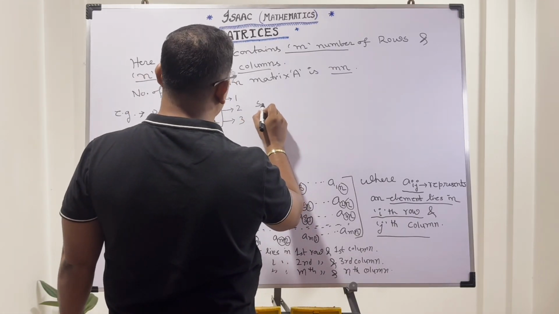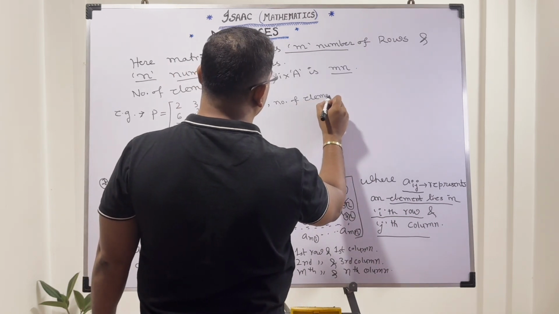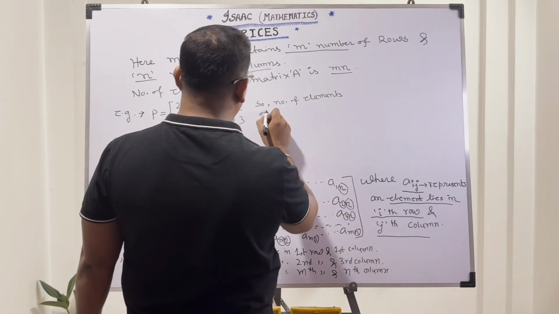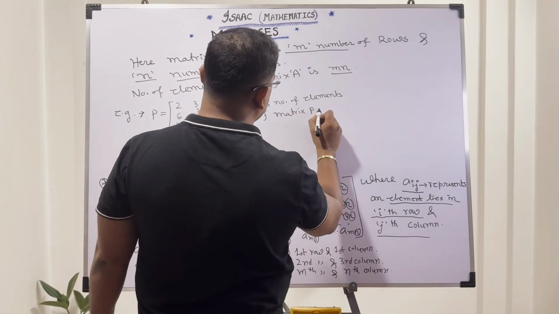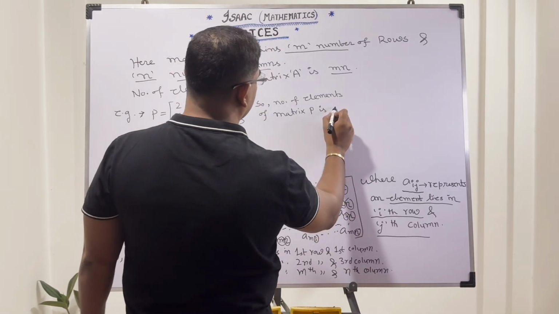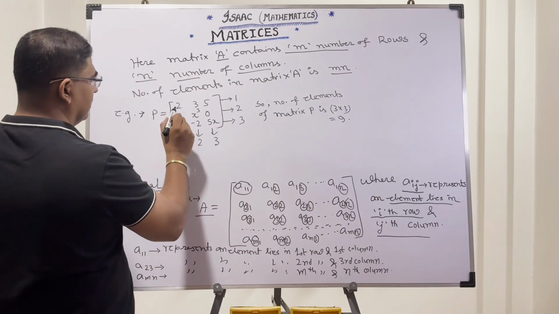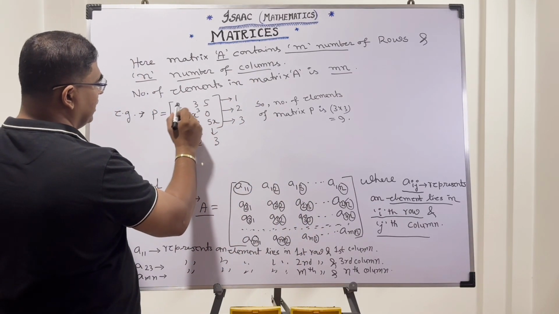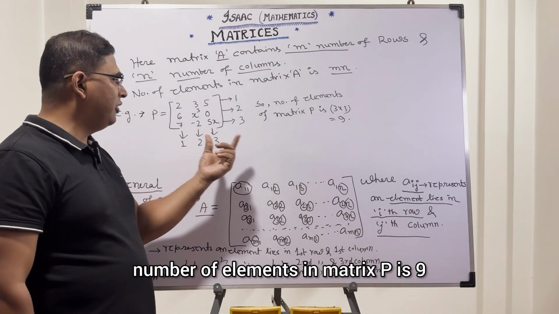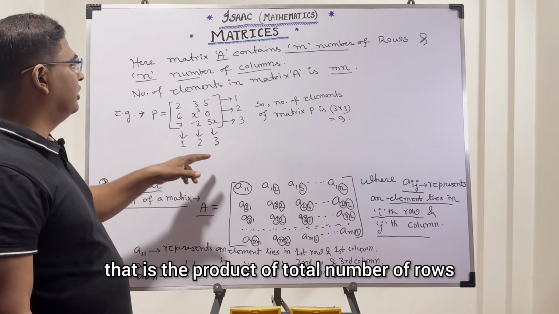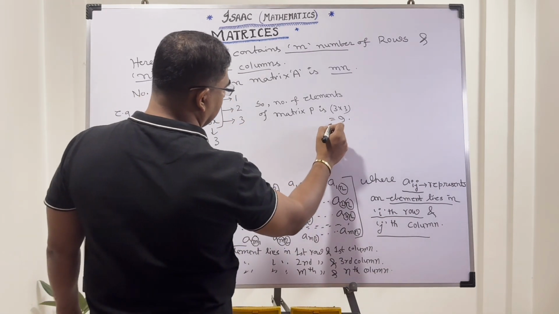So the number of elements of matrix P is 3 into 3, that is 9. 3 elements, 3 elements, 3 elements, that is why the total number of elements in matrix P is 9, that is the product of the total number of rows and the total number of columns. Okay.